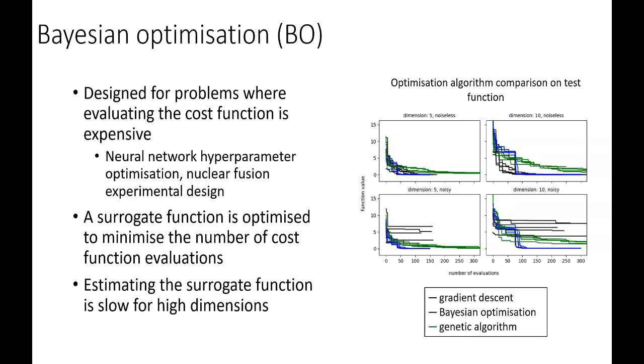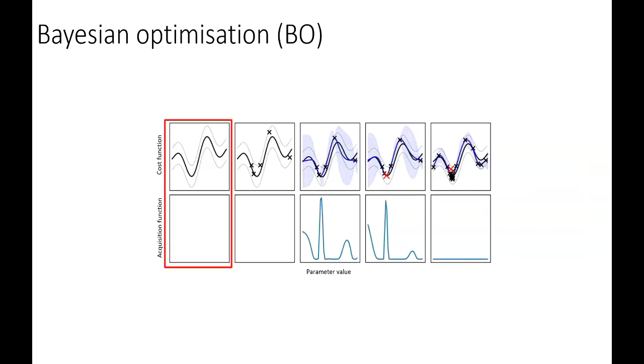So the way that this approach works is you're going to build a surrogate model of the cost function, right? And using that surrogate model, which includes uncertainty, you look for the parameter values that are most likely to improve upon what you've currently got. Okay, so I'll go through that in a second. But unfortunately, estimating this surrogate function is going to slow down in high dimensions, right? So that's a significant process as well.